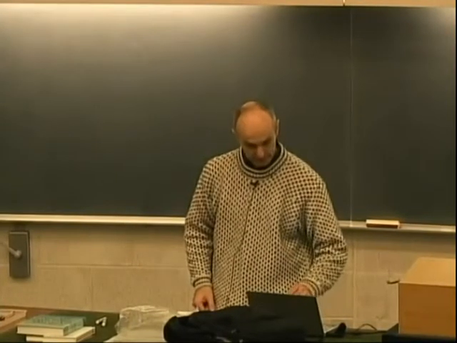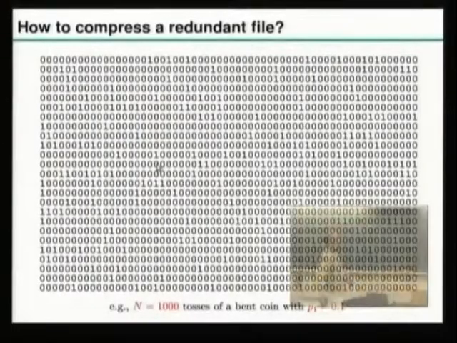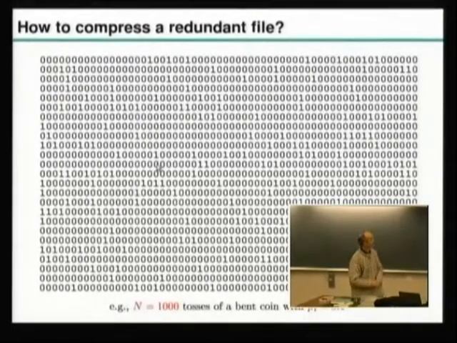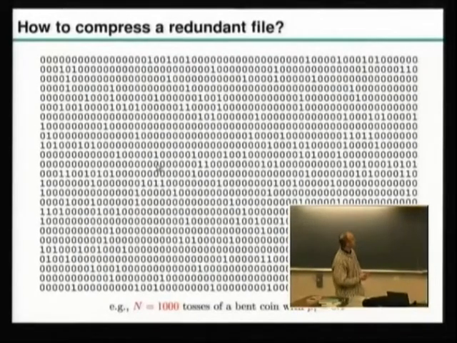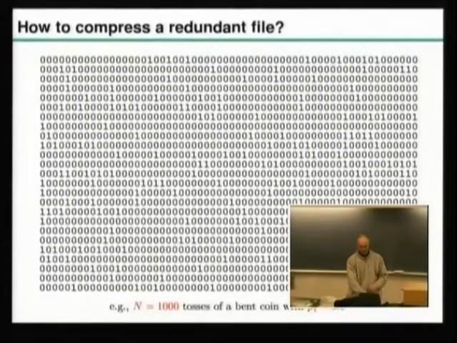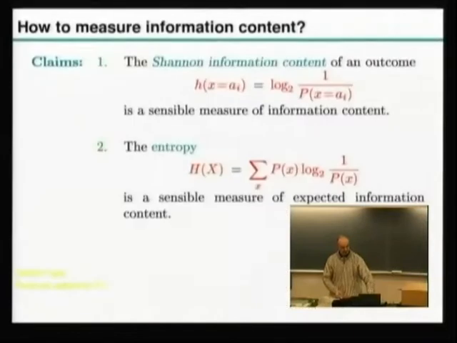So we're discussing how to compress redundant files, and as a toy example of a redundant file, you could imagine an alphabet with just two possible characters in it, 0 and 1, generated by tossing a bent coin that has a 90% chance of coming up 0 and a 10% chance of coming up 1. So that's an example of a very simple toy redundant file, and we'll talk more about that in due course.